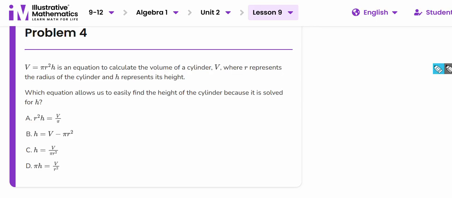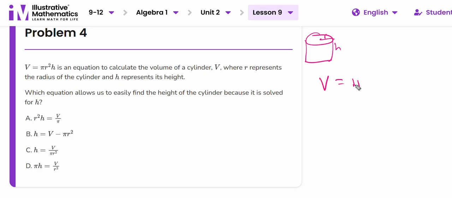Problem 4. Volume is equal to pi times the radius squared times h is an equation, or pi r squared h, is an equation to calculate the volume of a cylinder V, where r represents the radius of the cylinder and h represents the height. Remember, your cylinders look something like this. Your radius is here, your height is there. Which equation allows us to easily find the height of the cylinder because it is solved for h?